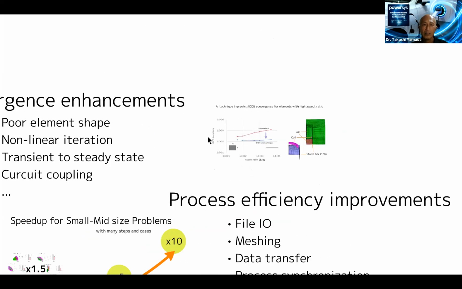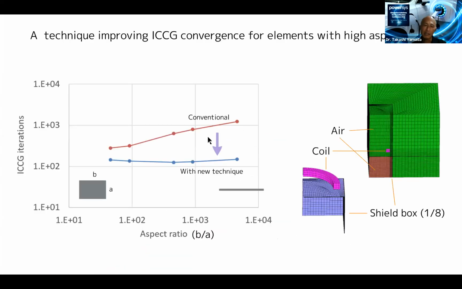This is the one technology we're looking at. Then probably we will introduce this technique next version or after. So this is quite effective for high aspect ratio elements. Aspect ratio is just the ratio between this edge and this edge. So a poorest element has a very high aspect ratio.